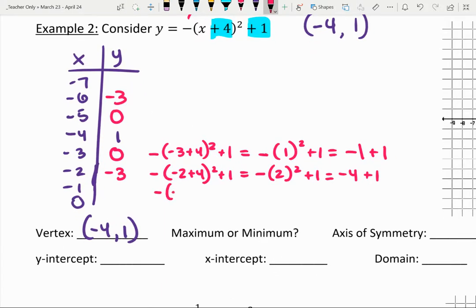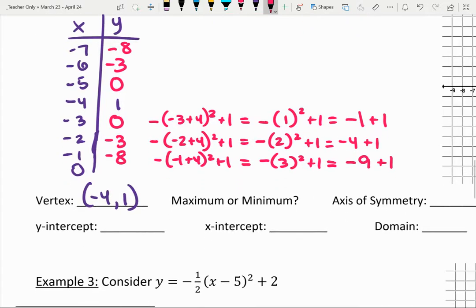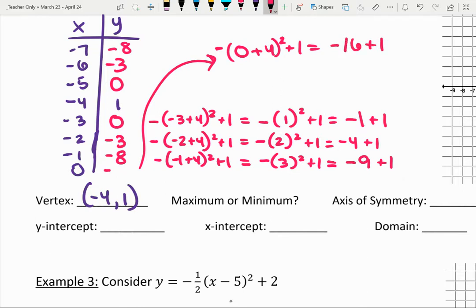And I'll just keep going, -1 plus 4 squared. This will be 3 squared. So -9 plus 1 gives me -8. And then I'm just going to do this work up here, since my y-intercept might be off my graph, but that's okay. If I still need to identify it, then I still need to identify it. It'll be -16 plus 1, aka -15. So I'm just going to jot down that y-intercept while I've got it fresh in my mind.